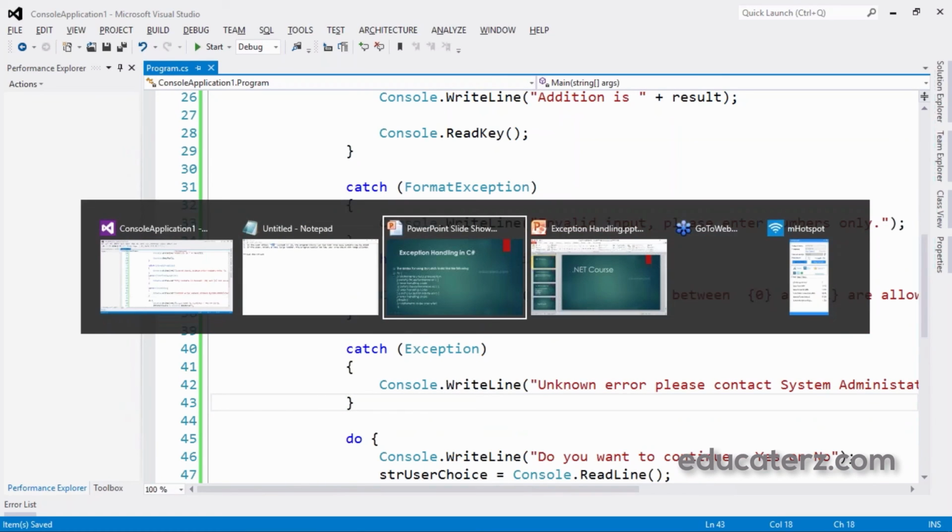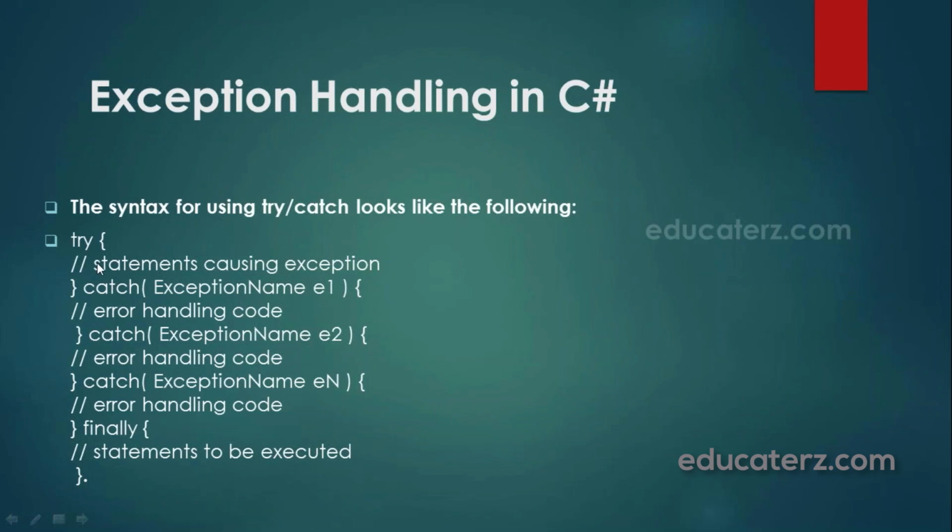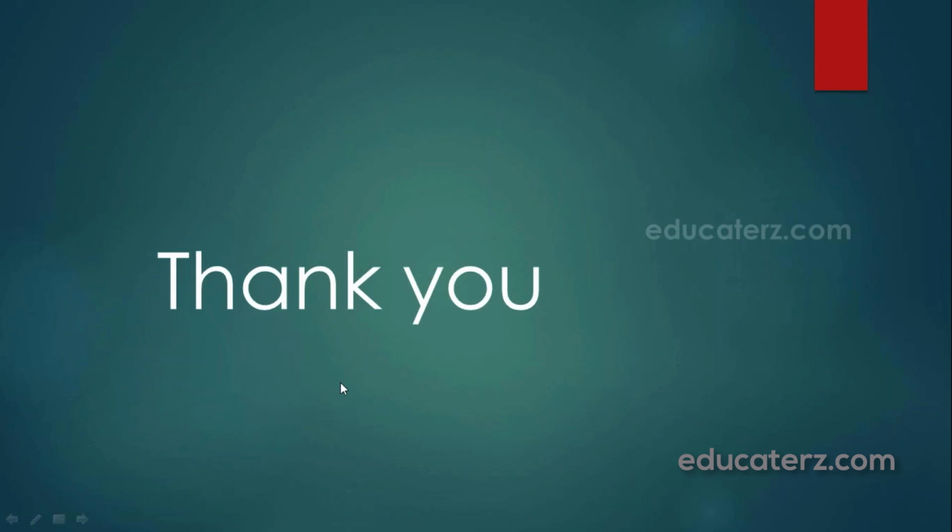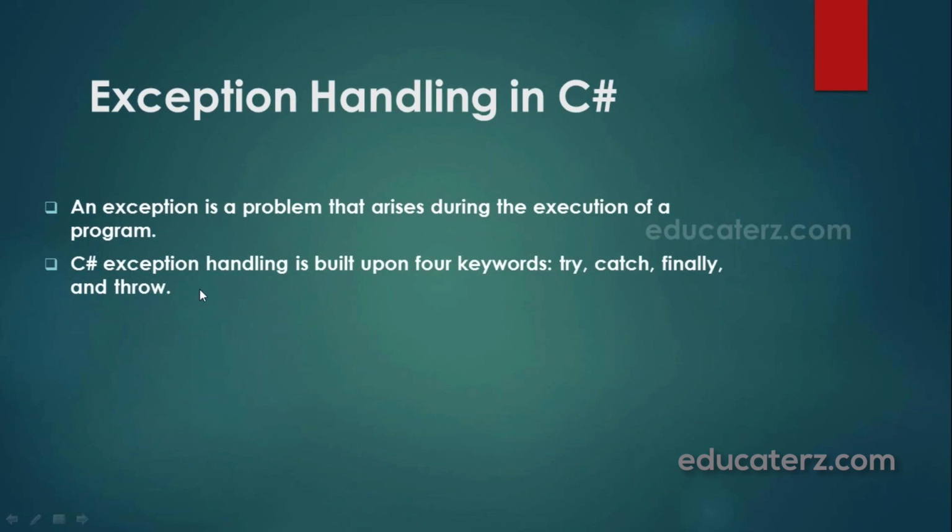Let us see that in the PowerPoint. The syntax is the same: try, catch, catch, catch, and then finally. So thank you for watching this, and let me recap one more time. An exception is a problem that arises during the execution of a program. C# exception handling is built upon these things: try, catch, finally.